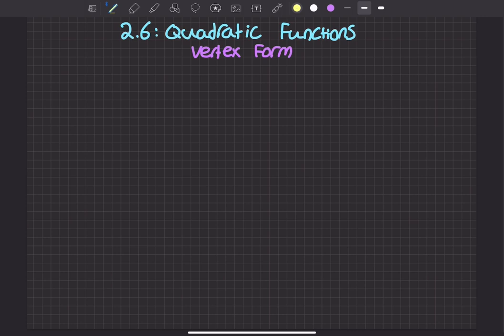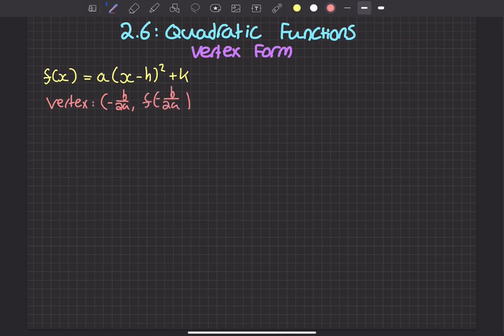Okay, next we have vertex form. And vertex form is essentially just another way of writing down a quadratic function. We had standard form, which is ax squared plus bx plus c, and now we have vertex form. And vertex form is essentially f of x equals a(x minus h) squared plus k. And what does any of this mean? Well, as we discussed earlier in the video, the vertex of a quadratic function is at the point minus b over 2a and the function of minus b over 2a, right?